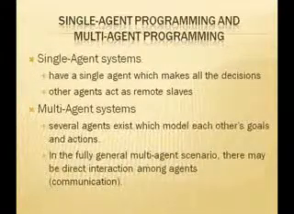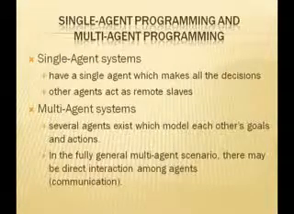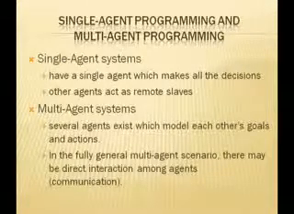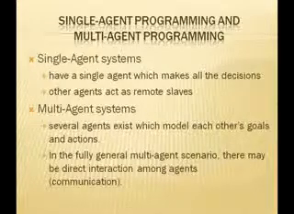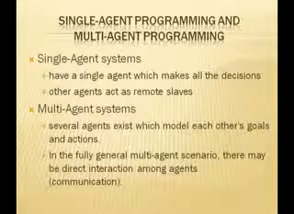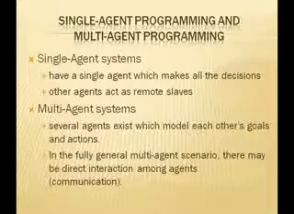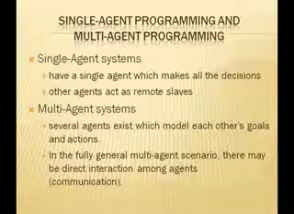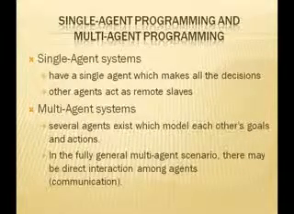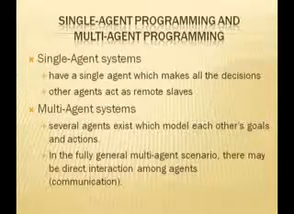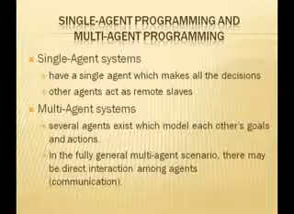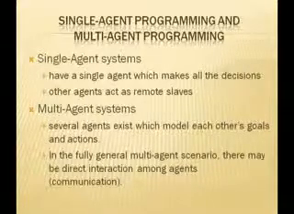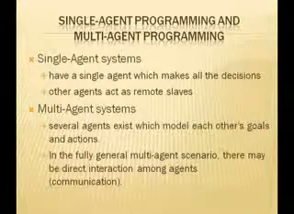Now let's take a look at single and multi-agent systems. Basically, single agent systems have only one agent which is responsible for making the decisions. All other agents act as what we call remote slaves. This means all the other agents carry out whatever task instructed to them from the primary agent. In multi-agent systems, there are several agents, each with the ability to make their own decisions. And the important point in these systems is the need for the agents to communicate between each other so that they remain consistent in what they do.